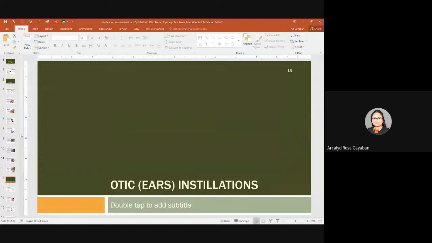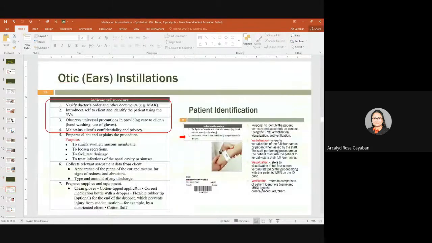For our second topic, which is the otic. Otic came from the Greek word otikos, meaning ears. Again, you have to follow the basic top 5 procedure: verifying the doctor's order, introduce self, patient identification, universal precaution, and privacy of the client.